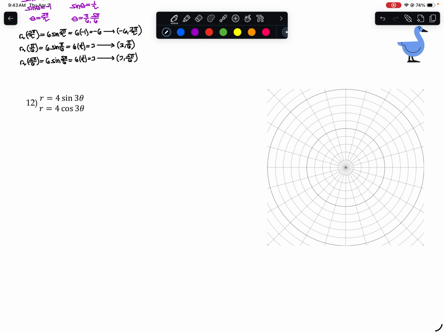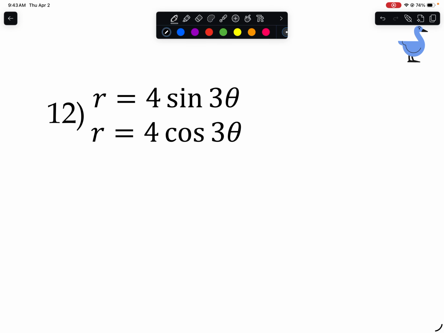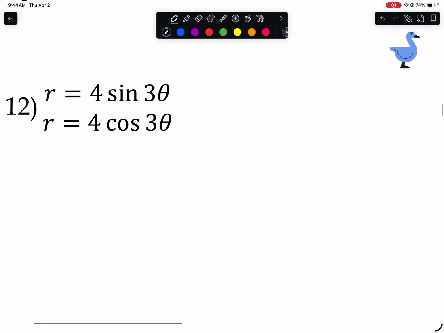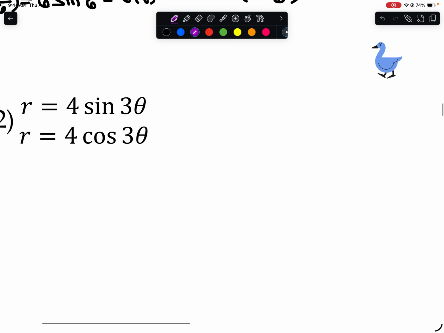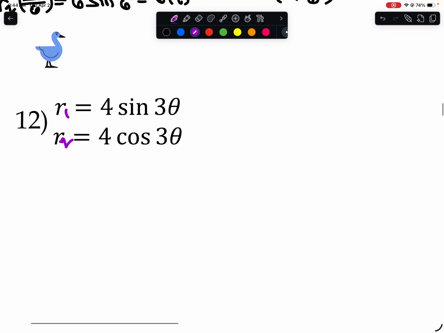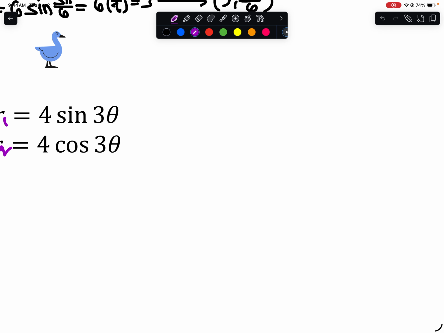Okay, so number 12, I do want to do this one because this is going to be 2 rows equations. So with this one, we have 4 sine 3 theta and 4 cosine 3 theta. So we're going to have 2 roses. So I'm actually going to start by graphing this one. When I do the graphing, I'm still going to do the same schematics as I did before. So I'm going to say this is R1 and then R2. So let's start with the period for R1.